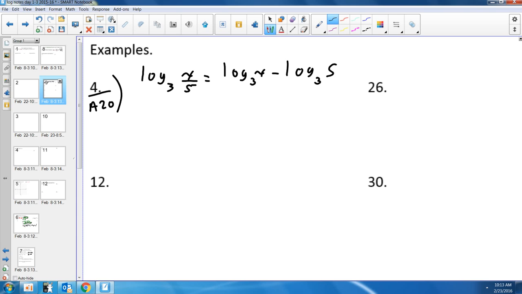But these things can get a little bit more complicated. In number 12, you have log base 8 of the cubed root of xy to the 6th power. Now on this one, you don't want to deal with radicals. You want to get rid of the radical right away. So instead of that, you're going to rewrite it as this.